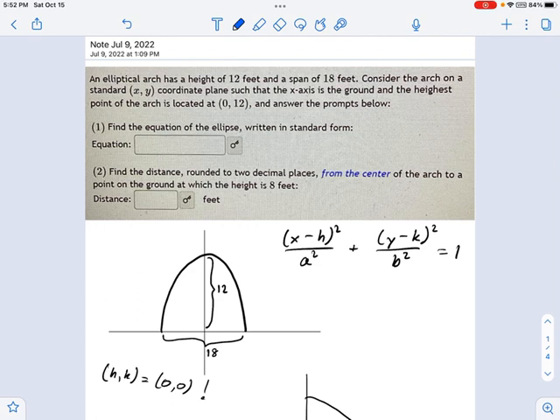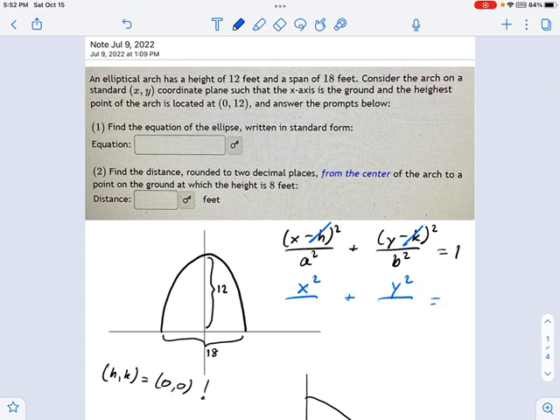Now, the really great part about an application like this is you can pick the center of the ellipse, in other words, this part right here, the ground under the middle of it, to be at 0, 0. Okay, that makes a lot of stuff easier. That means your h and your k value are going to be nothing. So on top, we're going to get x squared plus y squared.